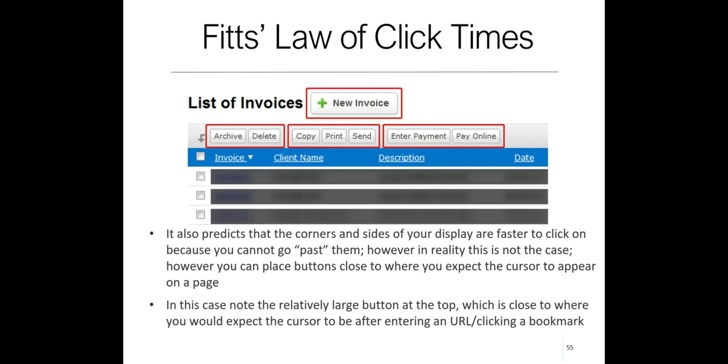If you are in fact using a mobile interface, that just doesn't apply. You clearly want to be able to group things where you're able to visually see them and click on the area that's associated with them. In this case, note the relatively large button at the top, which is close to where you'd expect the cursor to be after entering a URL or clicking a bookmark. This is from a desktop perspective, but it works from a mobile perspective too, because it is big and right in the center. It's going to be easier to hit the bigger button, especially with fat fingers.